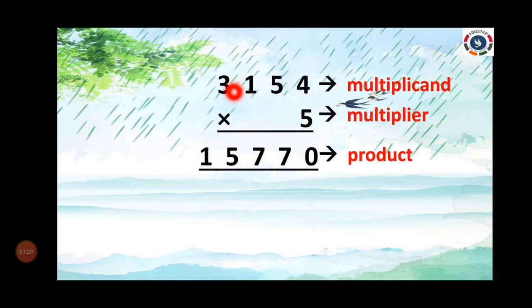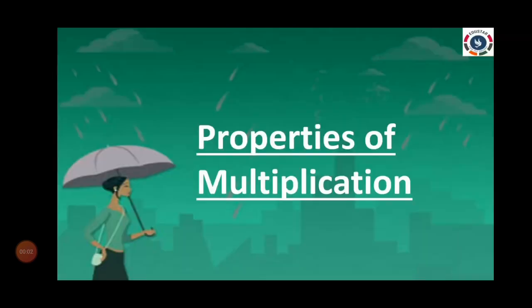So first number, we call multiplicand. Then we are multiplying by another number, that is called multiplier. Then we are getting the result, that is called product. Here 3154 into 5, we are getting 15,770. Next we are going to study about properties of multiplication.